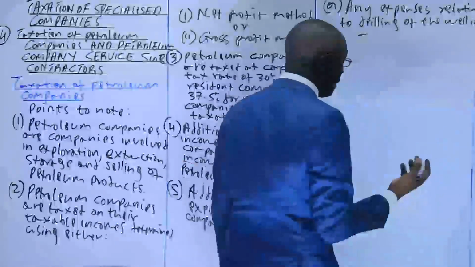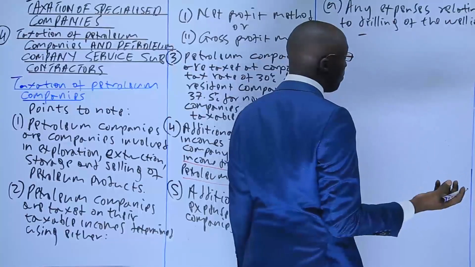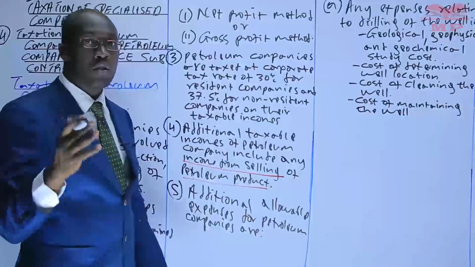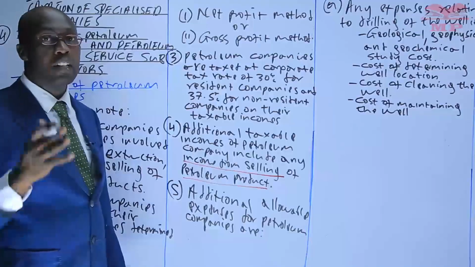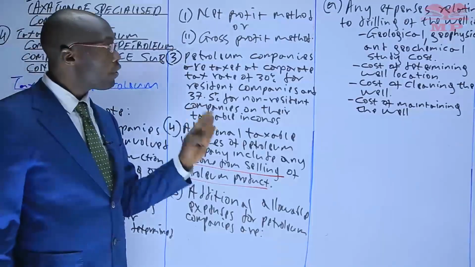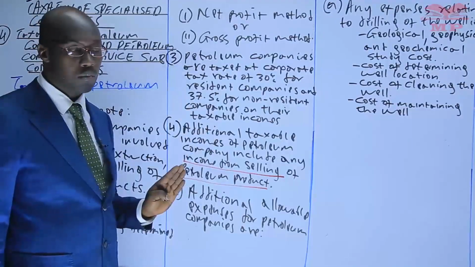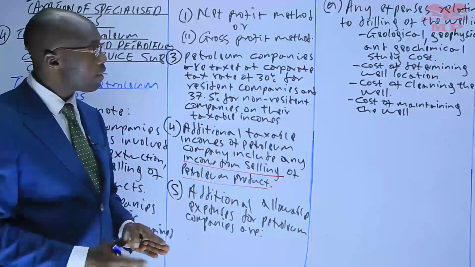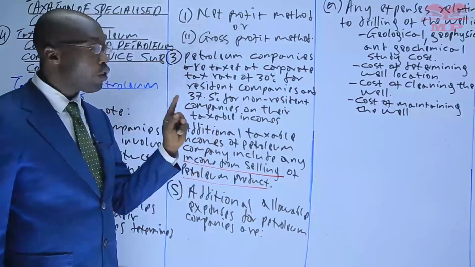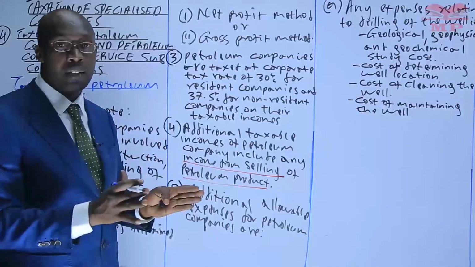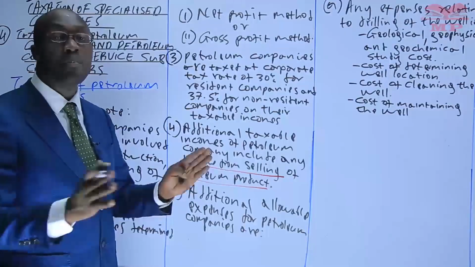You'll hear them being named. So all these are considered to be a drilling cost of a petroleum company. Geological, geophysical, and geochemical study cost. We have the cost of determining where the well is supposed to be located, cost of cleaning the well, cost of maintaining the well, and any other cost that is related to drilling of a well. You'll hear them sometimes being called intangible drilling costs.